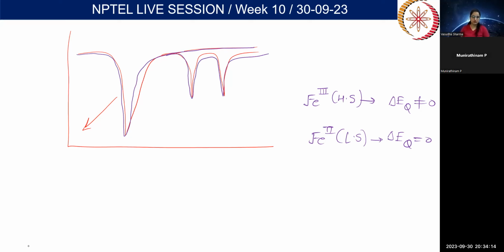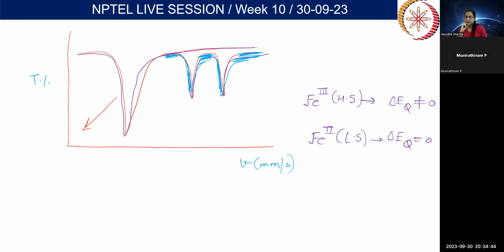If I draw it with a different color, this one, what do you think, which one is for iron 3 high spin and which one is iron 2 low spin? Just on the basis of the delta.